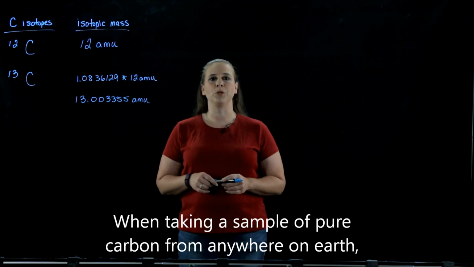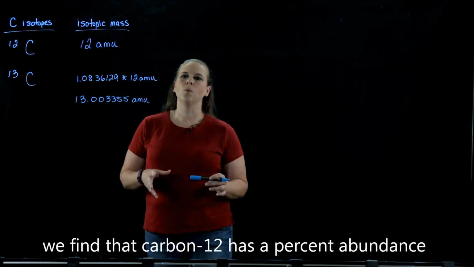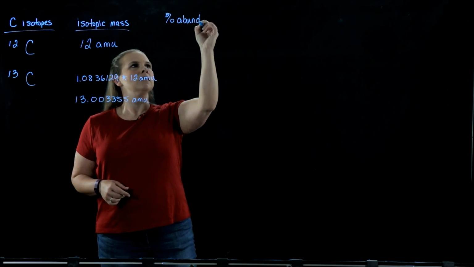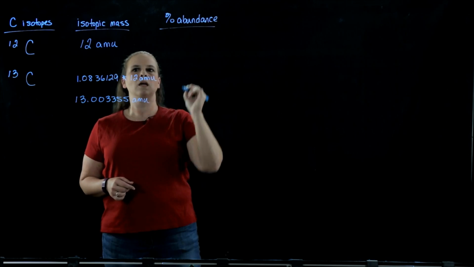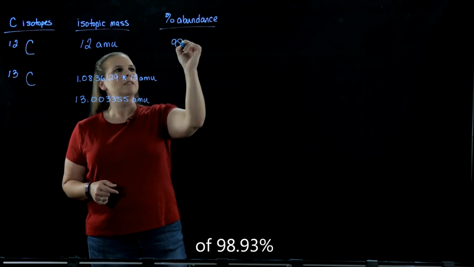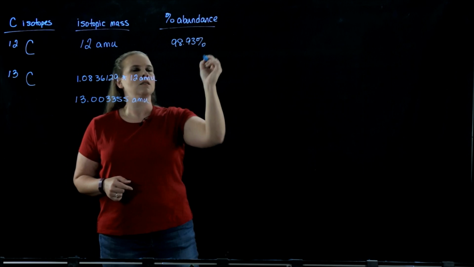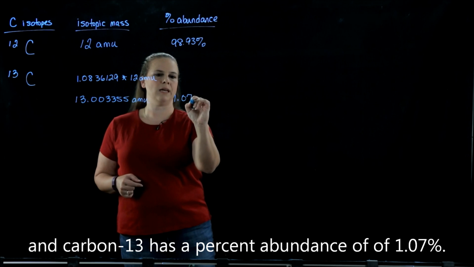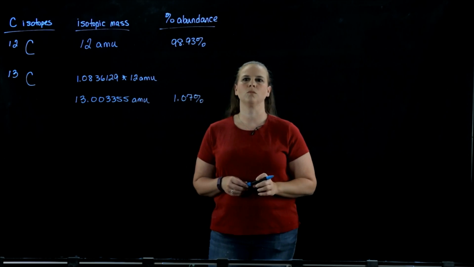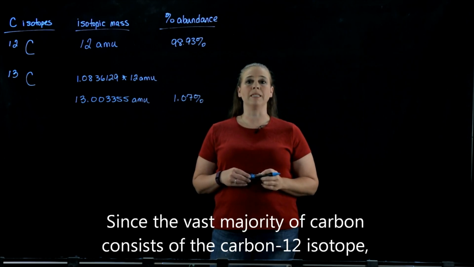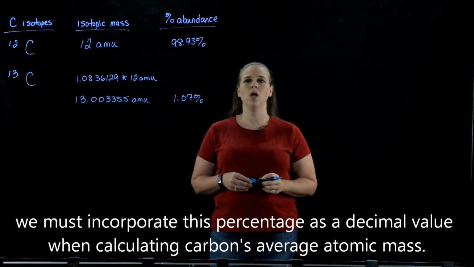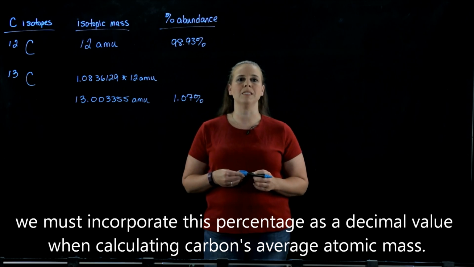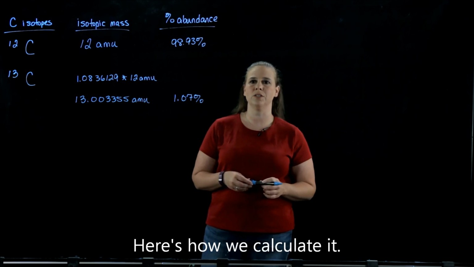When taking a sample of pure carbon from anywhere on Earth, we find that carbon-12 has a percent abundance of 98.93%, and carbon-13 has a percent abundance of 1.07%. Since the vast majority of carbon consists of the carbon-12 isotope, we must incorporate this percentage as a decimal value when calculating carbon's average atomic mass. Here's how we calculate it.